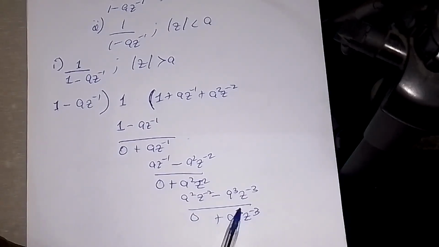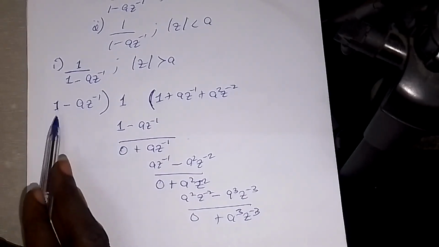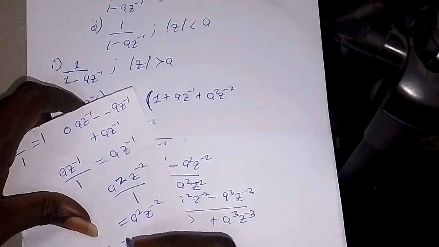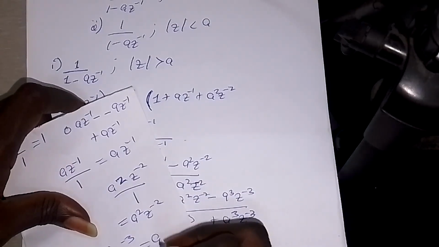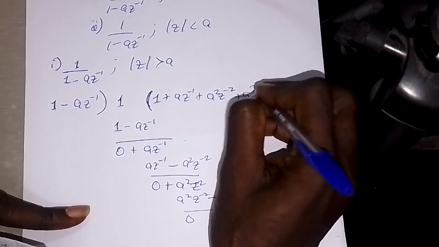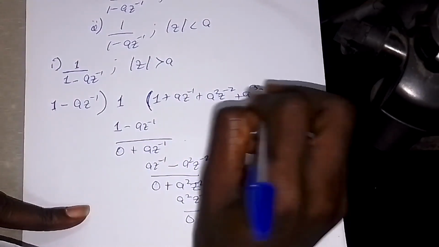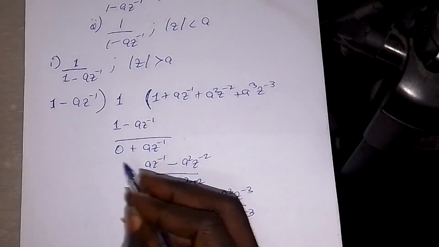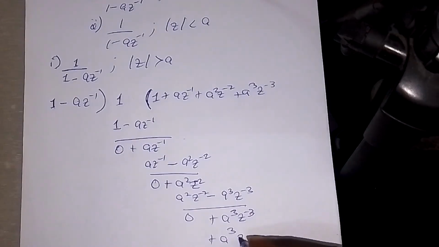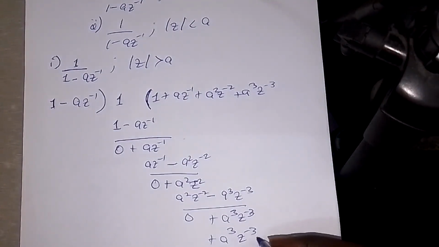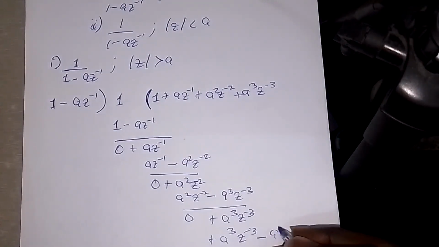this guy, how many times can it go here? It can go here when you divide this guy by this guy. So when I divide a cube z to the minus 3 by 1, what will I get? I'll get a cube z to the minus 3. So I'll get plus a cube into z to the minus 3. Okay, so now let me multiply. If I multiply it by here, what will I get? I'll get negative a exponent 4 into z exponent minus 4.